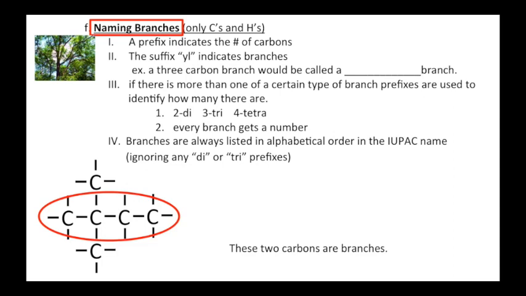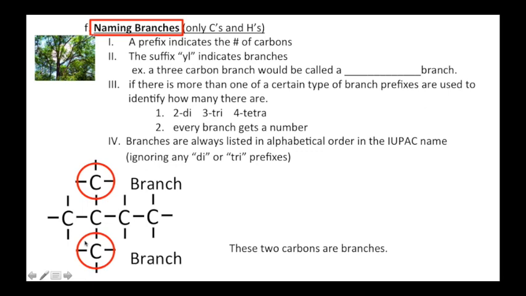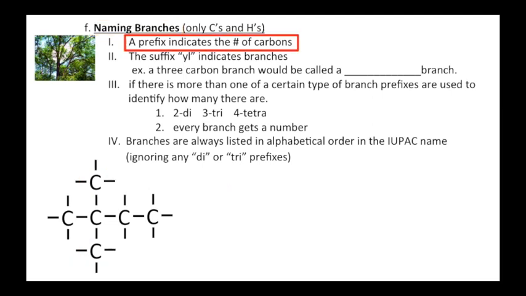Now, these 2 carbons here are branches. If this is the parent, then these are the branches. So let's just show those. Those are branches. Now, how do we name these branches? Well, each branch has to have a name, of course. Here's how you do it.